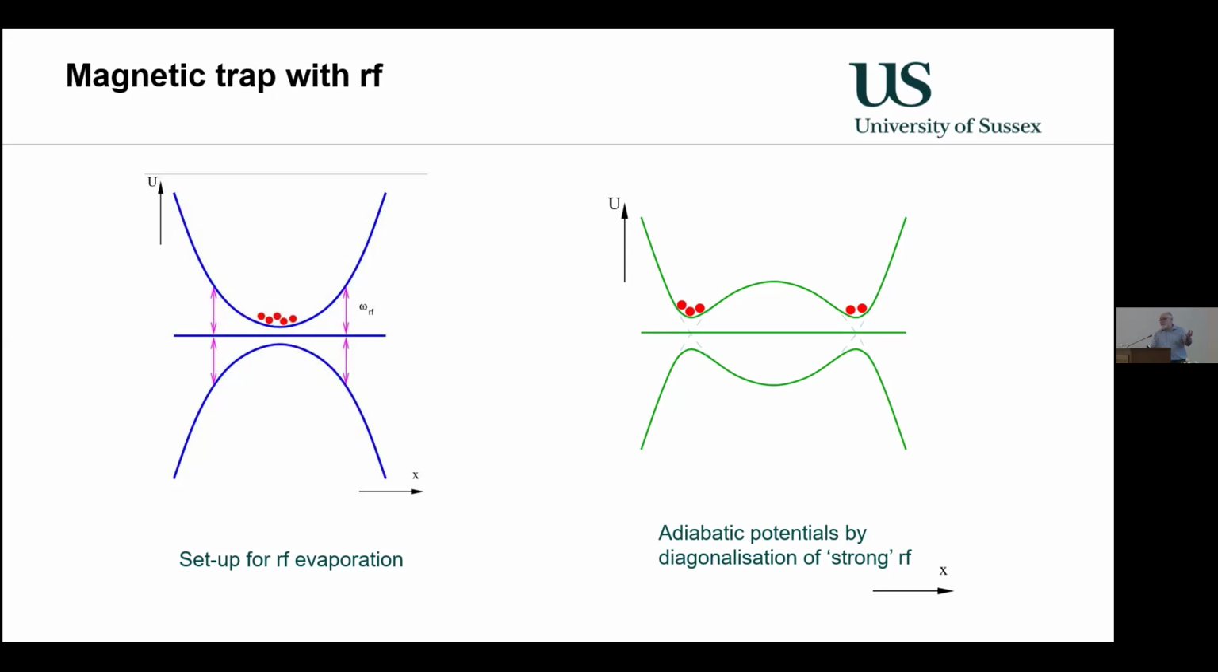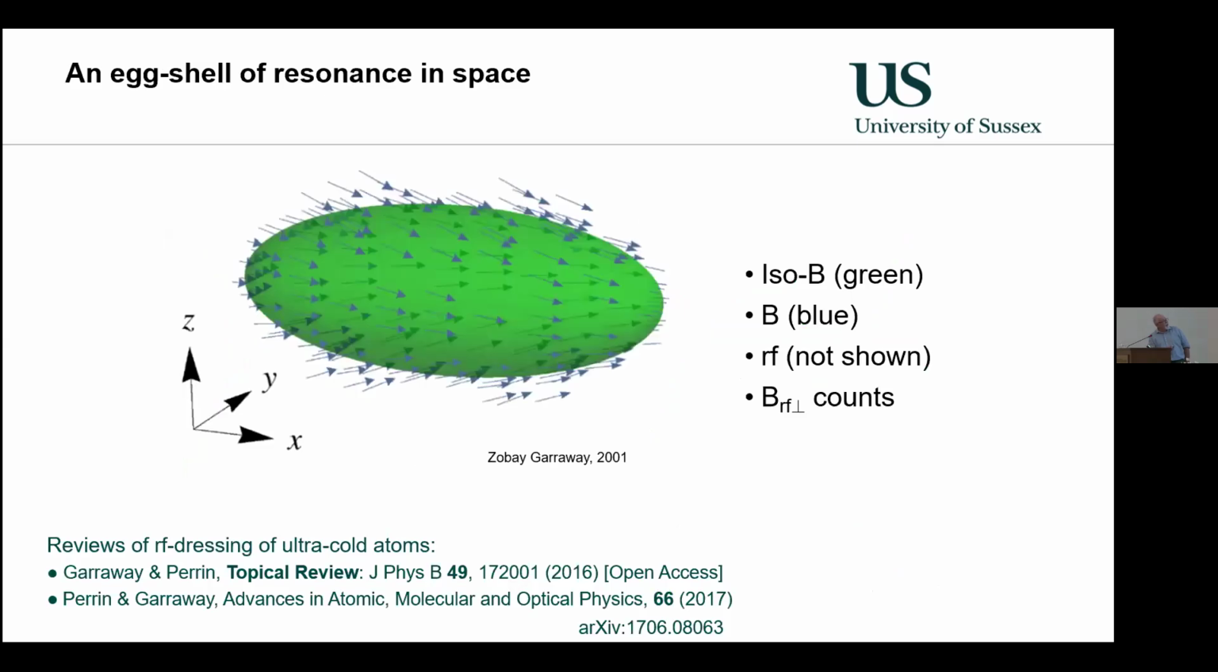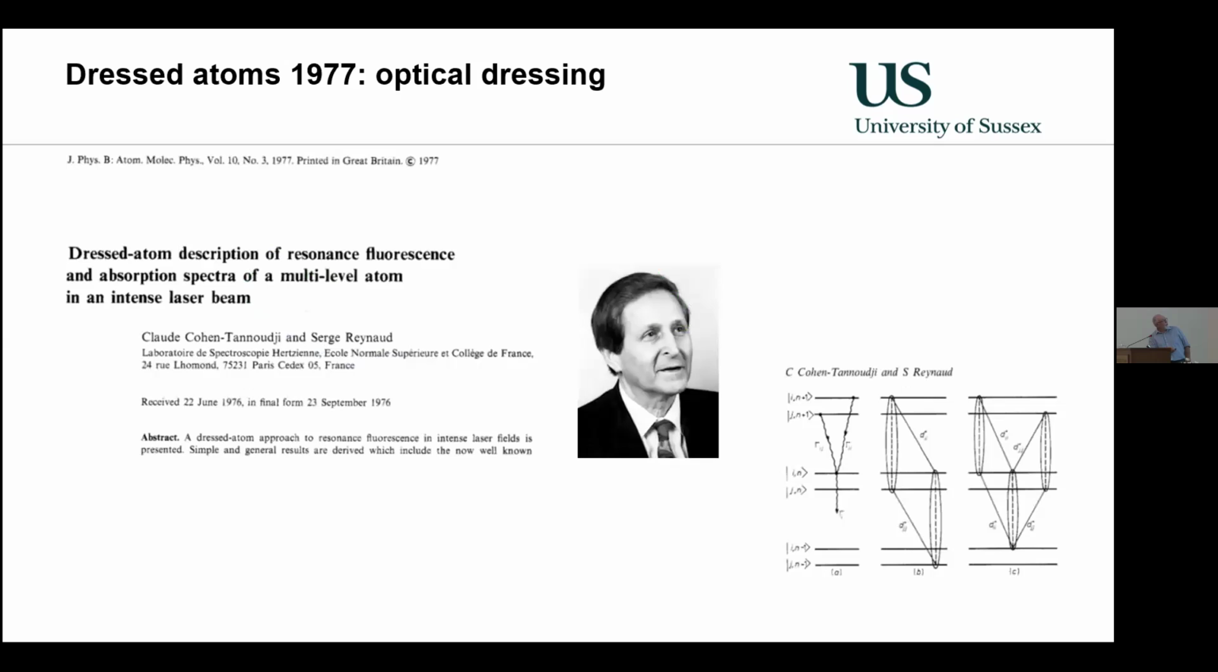And if you're able to do that in all 3 dimensions, then you can go to this kind of shell potential where one of the wells, the double well, is here, and it has an opposite well on this side and the same in every direction. And this is an example which is shown for applying radio frequency to the Ioffe-Pritchard magnetic trap, for example.